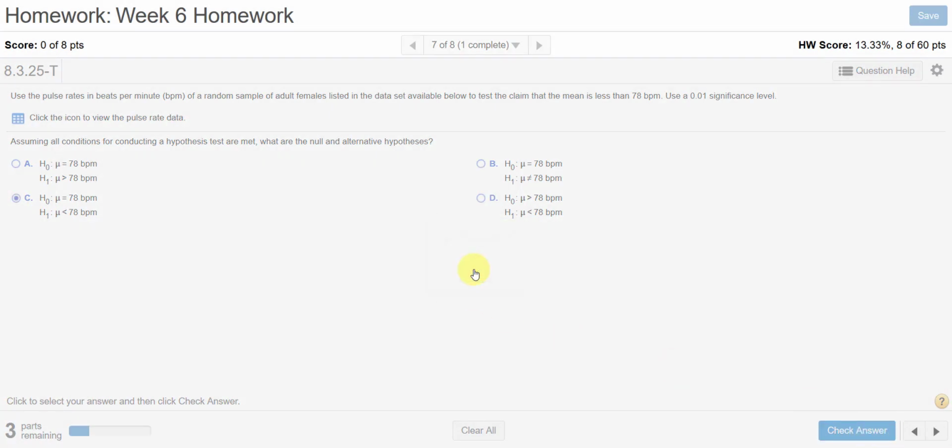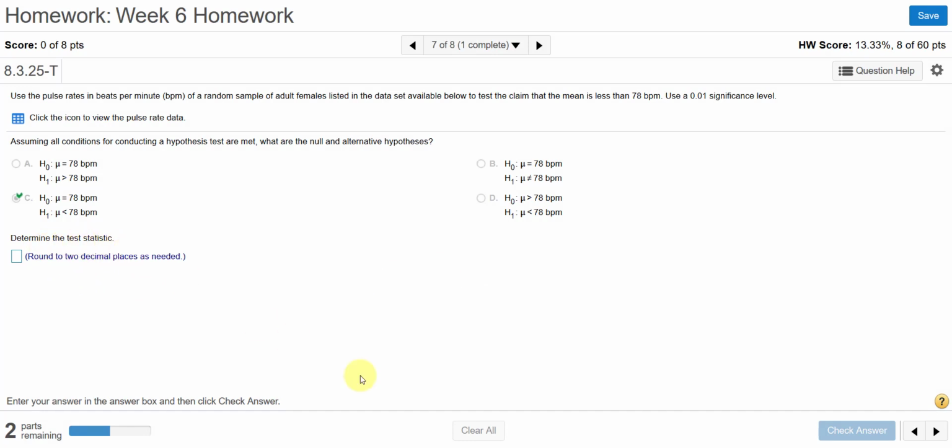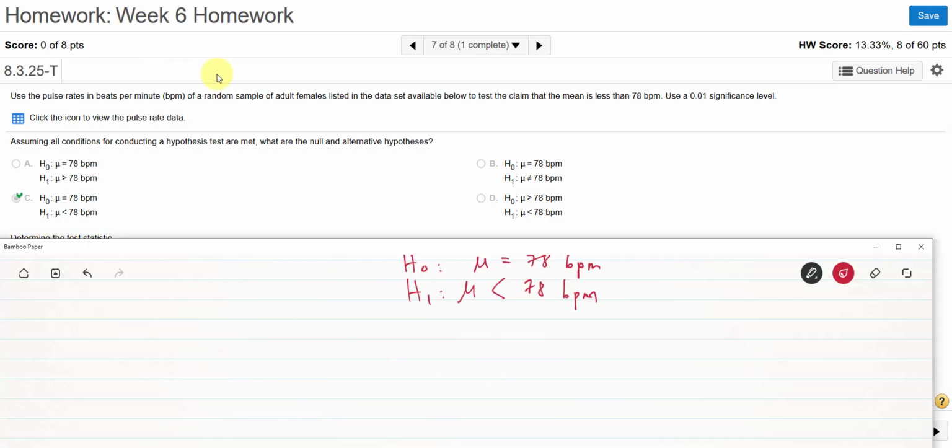Check the answer. And then next, determine the test statistic. Now for this question, again, we are given a list of the data. So we are not given anything about the standard deviation. So sigma is unknown, sigma is not given, and there should be a large amount of data. So n is bigger than 30. We therefore can use the student t distribution again.